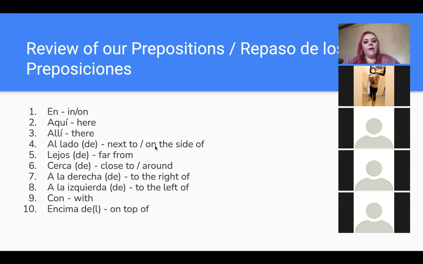Lejos de is far from. Cerca de is close to or around. A la derecha de is to the right of. A la izquierda de is to the left of. Con is with, and encima de or encima del, depending on the gender of the noun, is on top of. Does anybody have any questions on this? We okay?